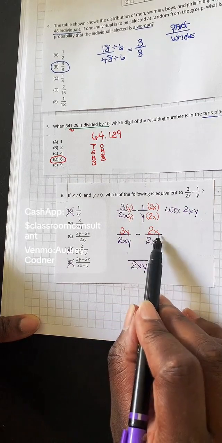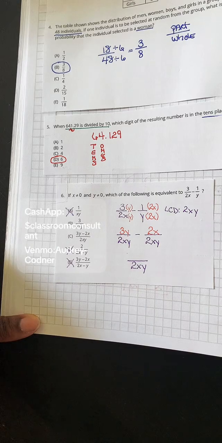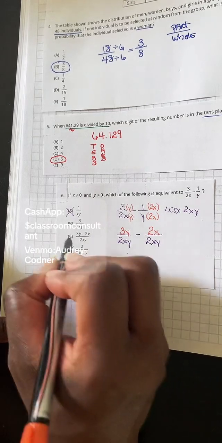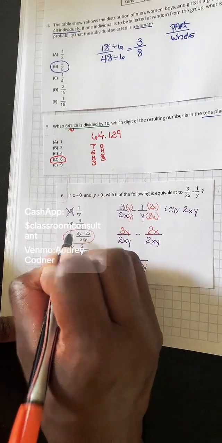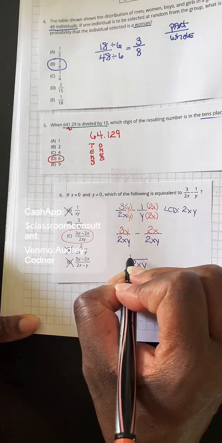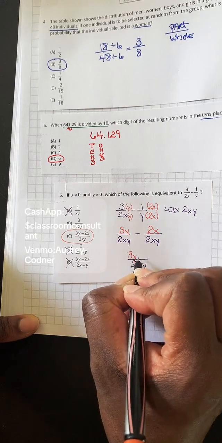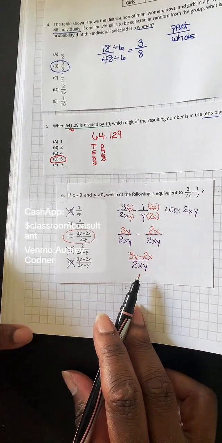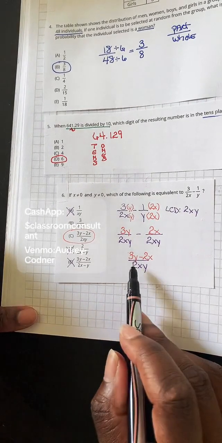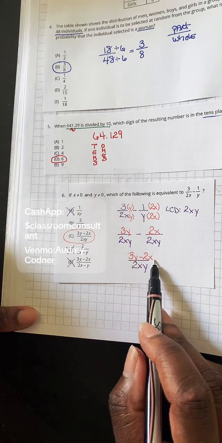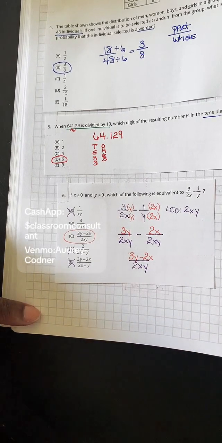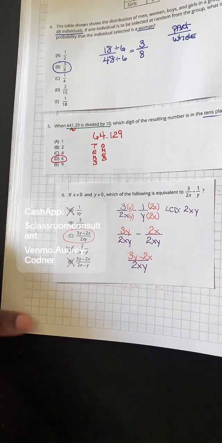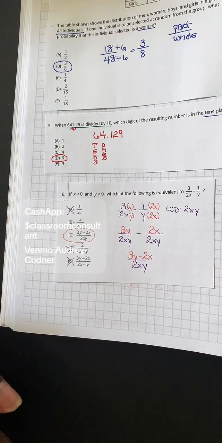X and y aren't the same. They could be part of the same operation, but they cannot combine. So that's why C is going to be your answer, because you'll have 3y minus 2x. And you're not canceling anything out, because if this said 3xy, yes, you can simplify. But since it's being separated by that subtraction, you can't do it. All right.